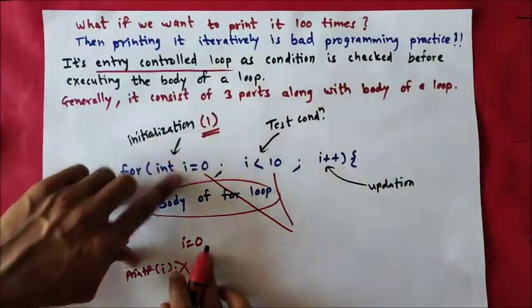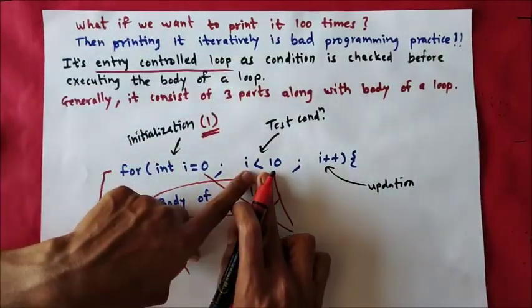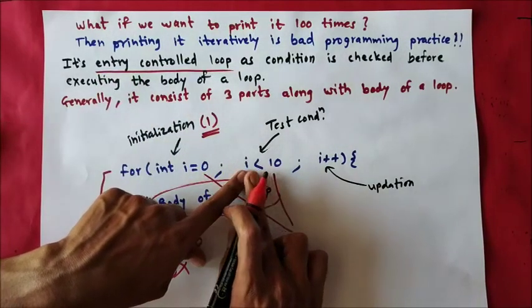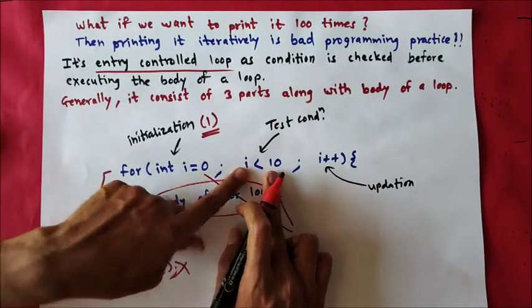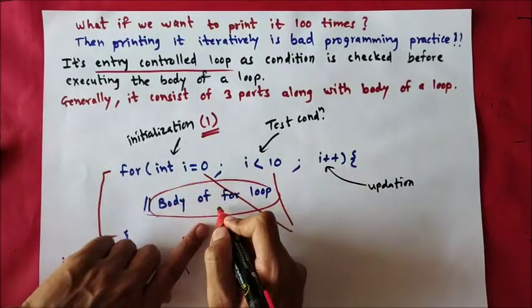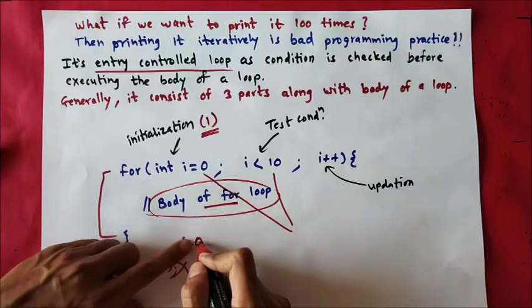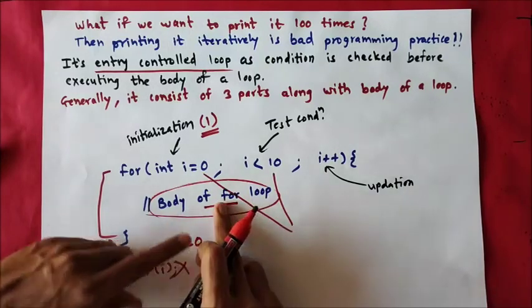And now I will be initialized to 0, and now it will check the test condition. That's why it is called an entry control loop. Now it will check the condition: is 0 less than 10? Yes. So now it will go inside the loop, understand, and it will execute this loop one time. So when I is equal to 0, the loop is executed one time.